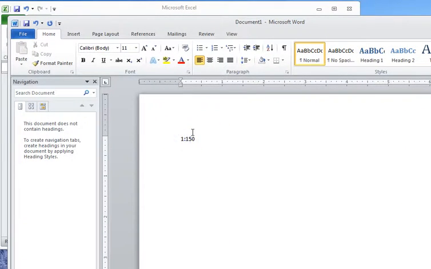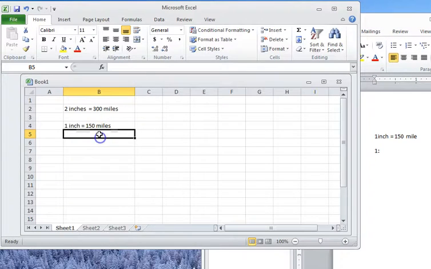But what you actually still have is 1 inch equals 150 miles. And in order to have a ratio, the other side needs to be the same units. So I have to convert 150 miles into inches. I'm going to do equals 150 times, and I know there's 5,280 feet in 1 mile, and I know there are 12 inches in a foot.